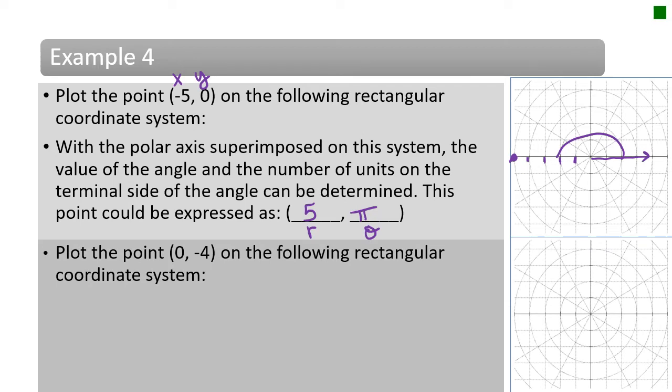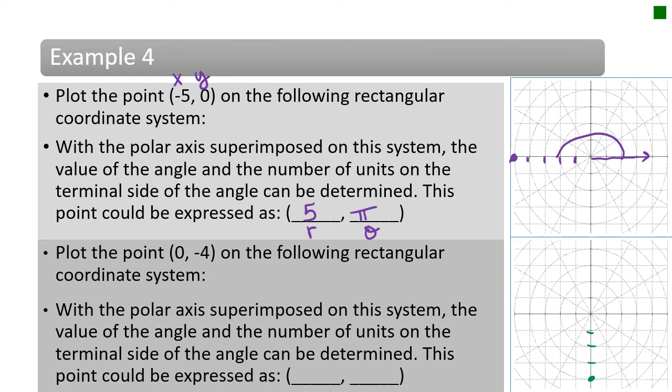So again, if we were asked to plot the point 0, negative 4 on the rectangular coordinate system, so that's an x value of 0, y value of negative 4, that puts me down here. And if we needed to write it in terms of a polar coordinate, this would be 1, 2, 3, 4, so our radius is 4, and the angle that's going to give us that is going to be 3 pi over 2.